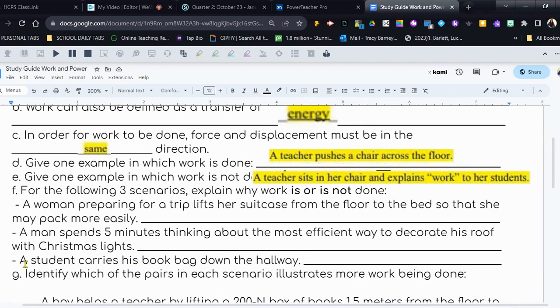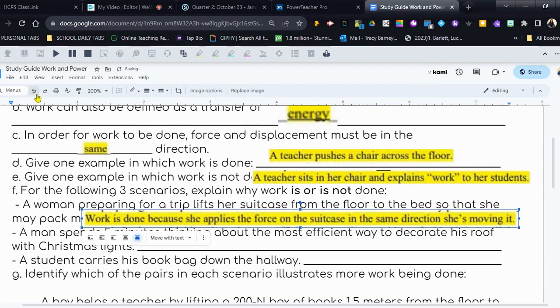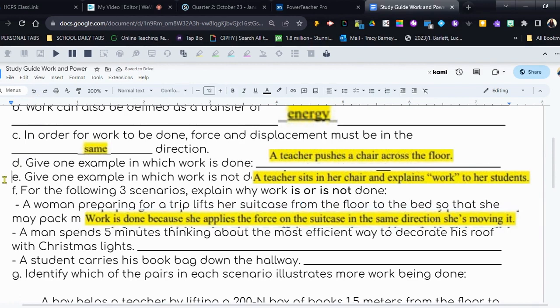For number F, the three scenarios, you're going to explain why work is not done or is done. The first one, a woman preparing for a trip lifts her suitcase from the floor to the bed so that she may pack more easily. Work is done because she applies the force on the suitcase in the same direction she's moving it.